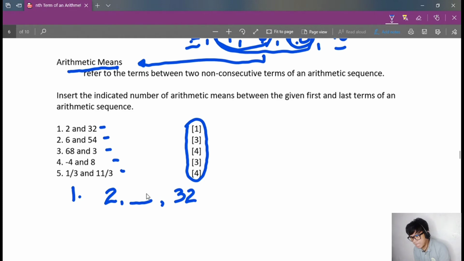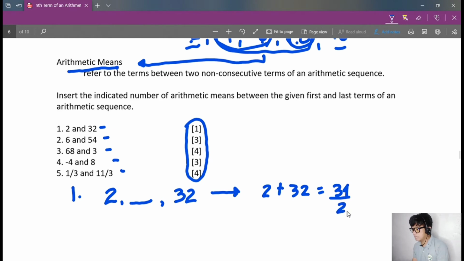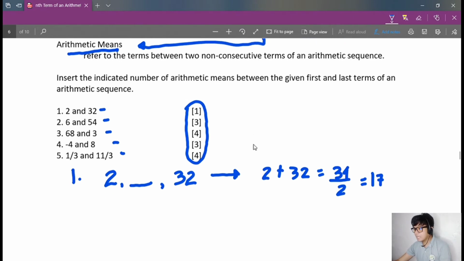So, kunin natin yung gitna ng term. So, usually, in statistics, pag kukunin natin yung gitna, di ba ang ginagawa natin, i-add natin yung dalawa. Tama ba? So, 2 plus 32 is equal to 34. Tapos kunin natin yung gitna, diba? So, i-divide natin 2. So, 34 divided by 2 is 17. So, 17 yung gitna.